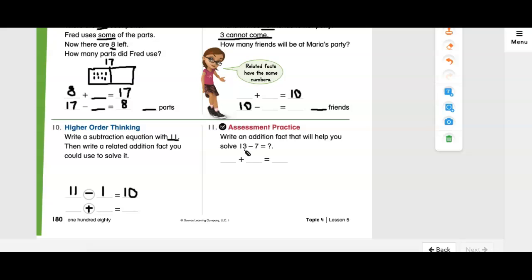So we have 13 and 7. So which number is your whole? And write that in the equation. What number is your part? Write that in the equation. Then find your missing part.